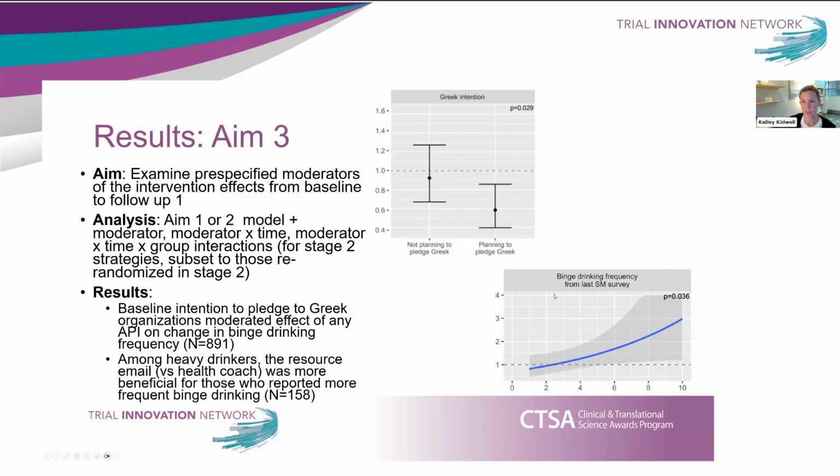And they did find some interesting results there, which was the baseline intention to pledge to Greek organizations moderated the effect of any dynamic treatment regimen or adaptive prevention intervention on a change in binge drinking. And that among heavy drinkers, the resource email versus health coach was more beneficial for those who reported more frequent binge drinking. So they were able to find some subgroups which saw the tailoring of treatment might be more appropriate for specific subgroups than others.